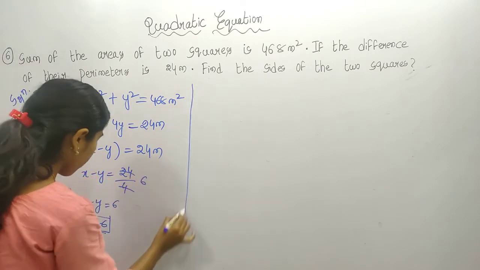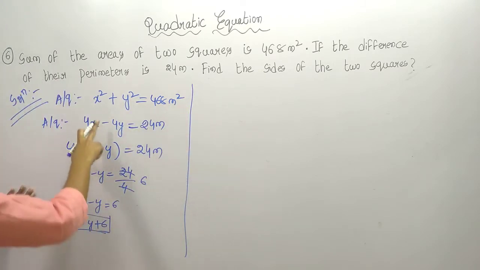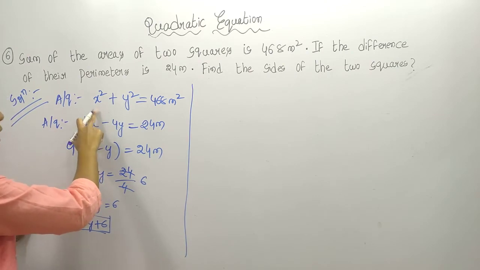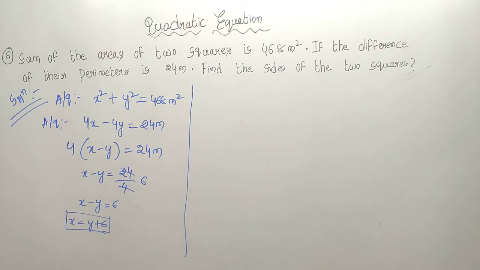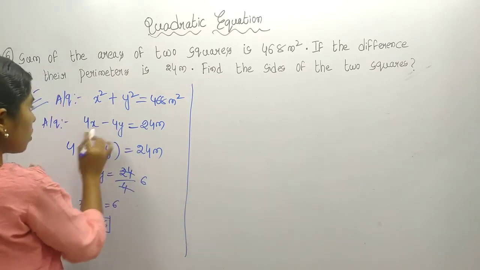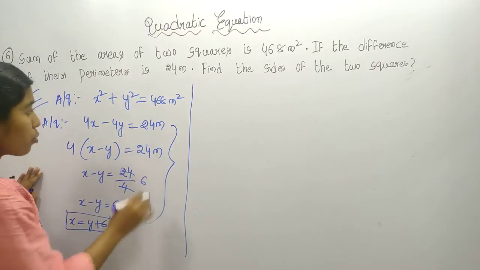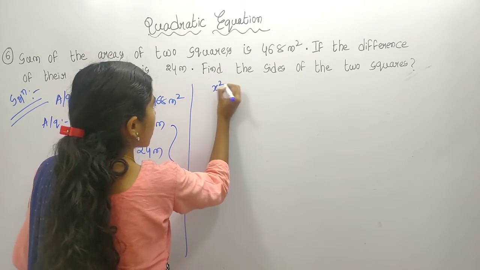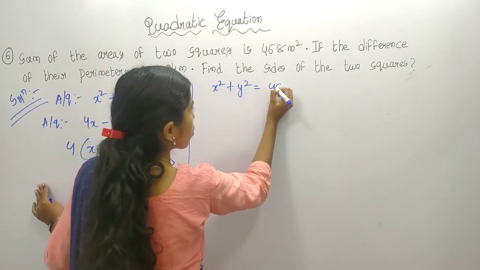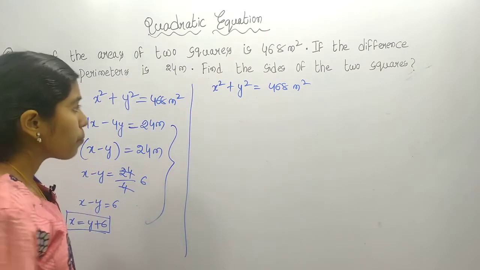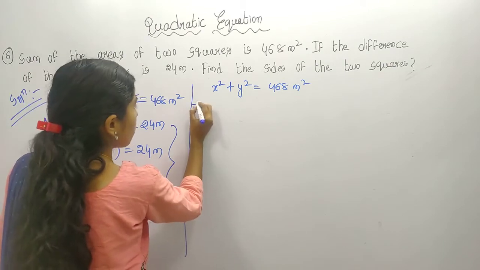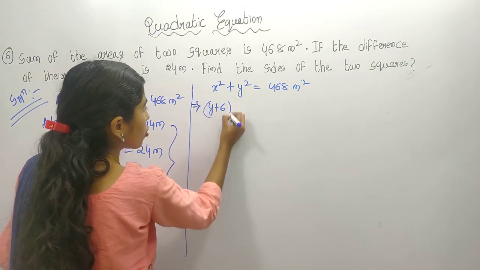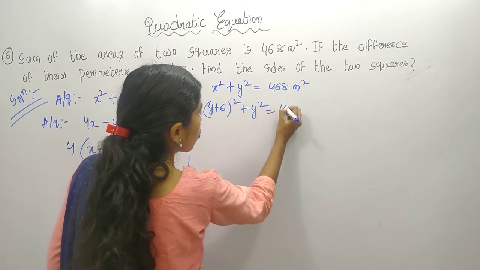Next, you see our formula. What is the equation? x square plus y square equals 468 meter square. So here you see, you solved this perimeter. Now you come to area. x square plus y square equals 468 meter square. Okay, so instead of x we can put y plus 6. So that implies (y plus 6) whole square plus y square equals 468.